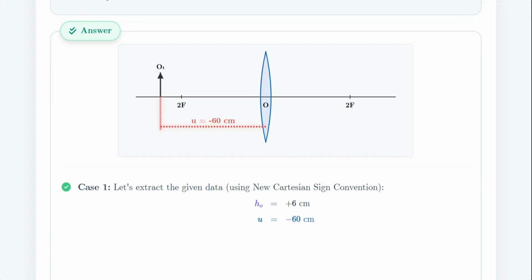Next is the object distance, U. According to our sign convention, the object is placed to the left of the lens. Anything measured to the left is negative, so U is minus 60 centimeters.